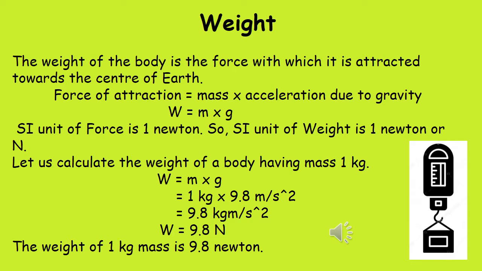Now, what will be the weight of an object which has mass 1 kg? Let us put the values. By substituting the values of m and g, we get 1 kg × 9.8 meter per second square. That is equal to 9.8 kg meter per second square. So, W = 9.8 Newton. So, weight of 1 kg of mass is 9.8 Newton.